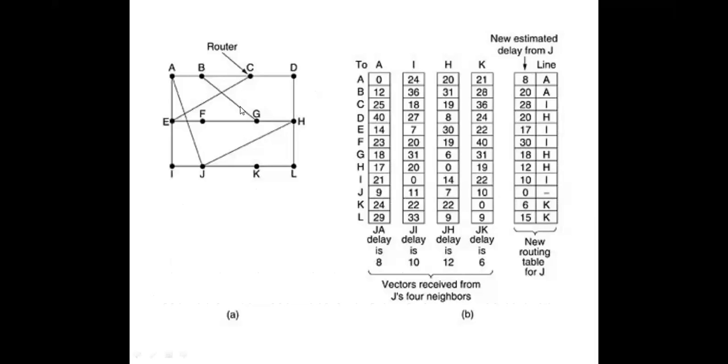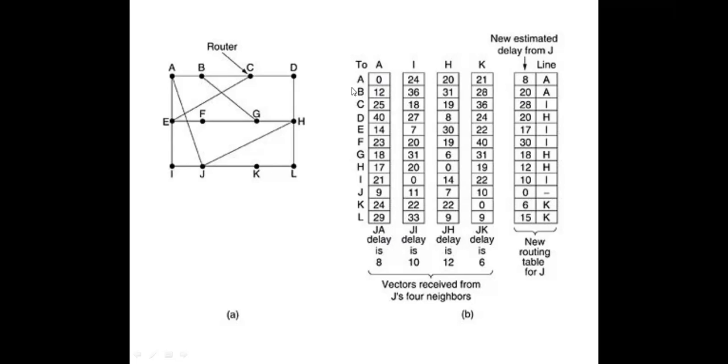So this is the network. You will get this particular network in the examination paper, as well as this information, 4 tables. This is the routing table of A, this is the routing table of I, this is the routing table of H, and this is the routing table of K. Okay. So these 4 tables and this network you will get in the examination. Based upon these 2 pieces of information, you need to draw the routing table.